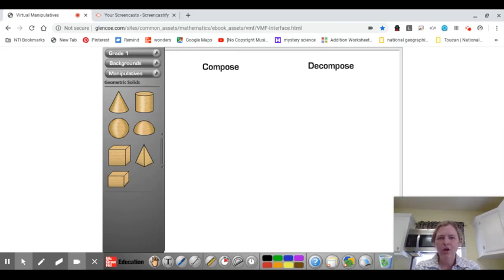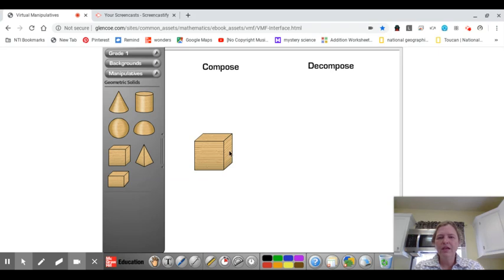They are compose and decompose. They sound big, but they really aren't. It's really quite simple. When you compose, you are making something, you are building something. When we compose a shape from other shapes, it just means that we're making a new shape out of several different shapes. For example, we're going to start with this shape.